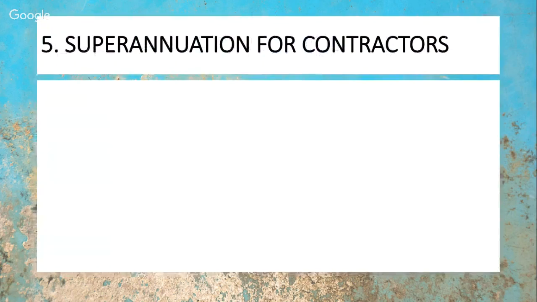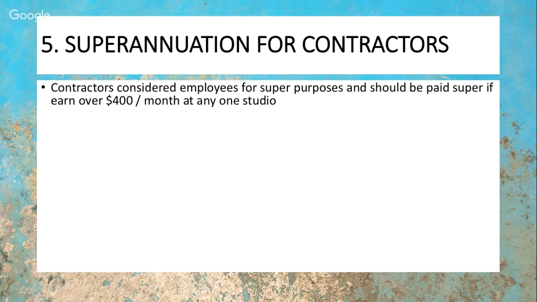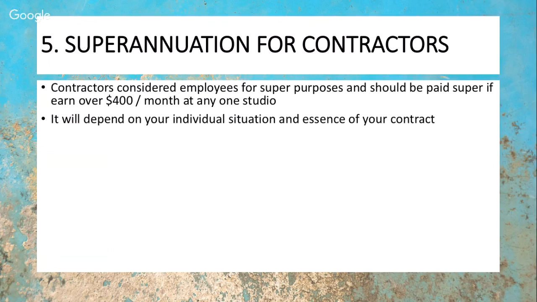Tax hack number 5, superannuation for contractors. Superannuation is governed under a separate legislation called the Superannuation Guarantee Act. The definition of an employee under this act is a bit more far-reaching than the normal Income Tax Act. So contractors can be considered employees for super purposes and should be paid super if you're earning over $400 a month at any one studio.